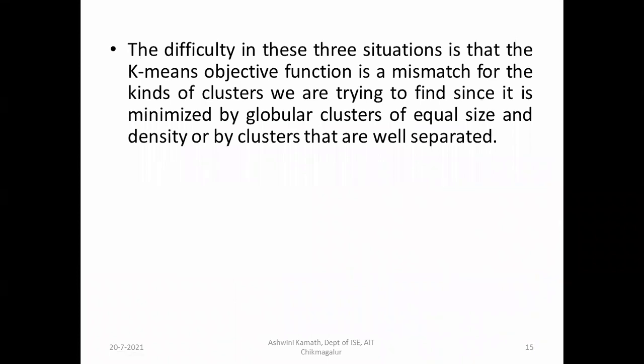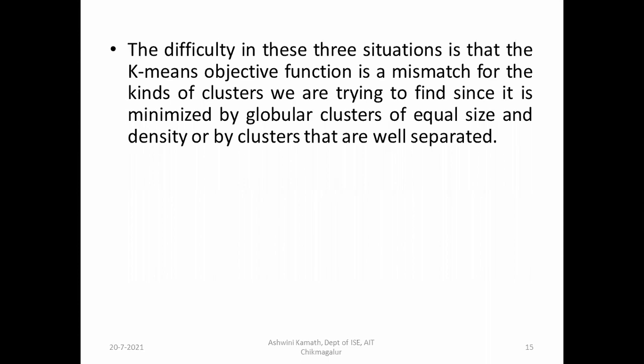The difficulty in these three situations is that the K-means objective function is a mismatch for the kind of clusters we are trying to find, since it is minimized by globular clusters of equal size and density, or by clusters that are well separated. That is the problem with the K-means algorithm. The clusters which we are going to find must be globular, round in shape, and of equal size or density.